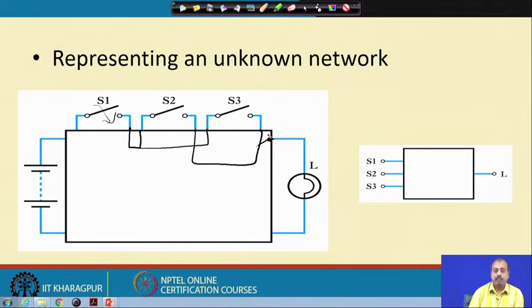Or it may be that we have a connection like this, where S1 is connected like this, and S2 to S3 is connected like this, and this is the connection.